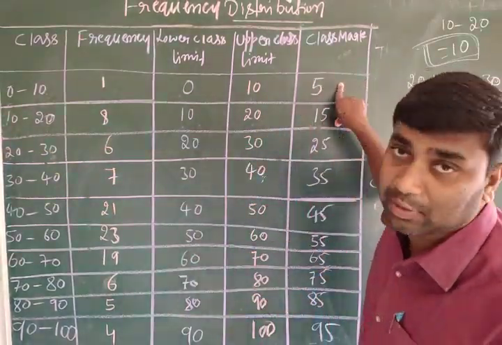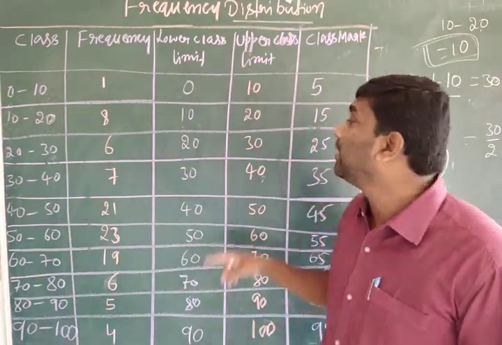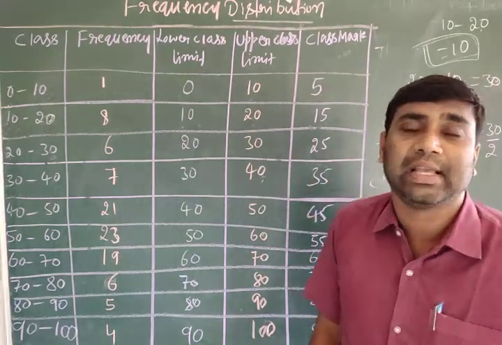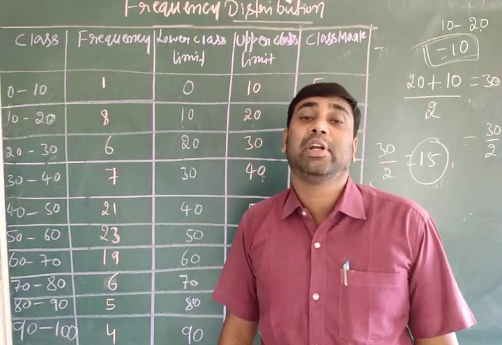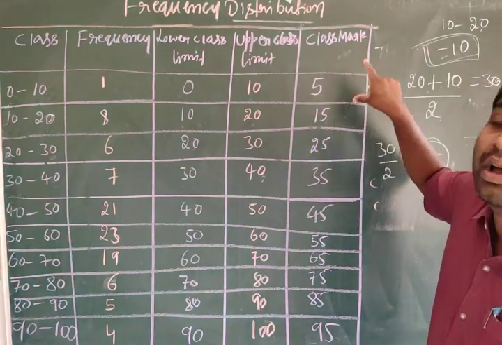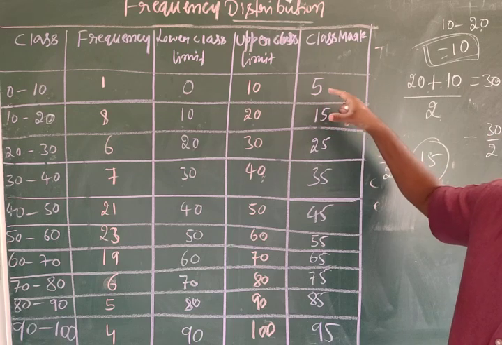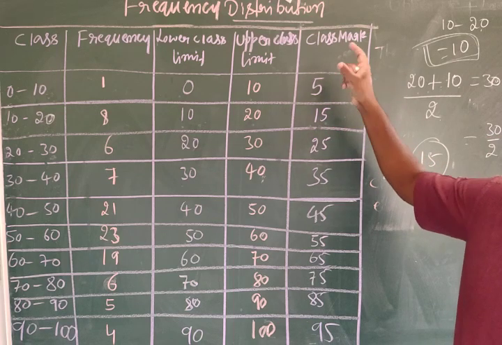So this is called the class mark. How can we calculate it? That is upper class limit plus lower class limit divided by 2. So this is the class mark, or class width, or class interval, or midpoint. Okay, this can be explained with the help of a graph. That is in the next class.